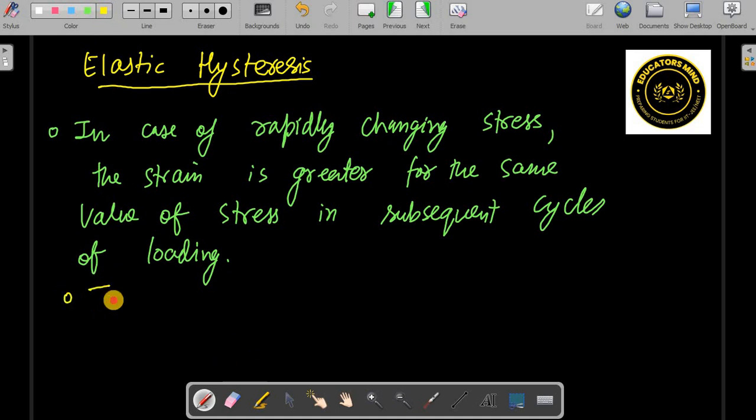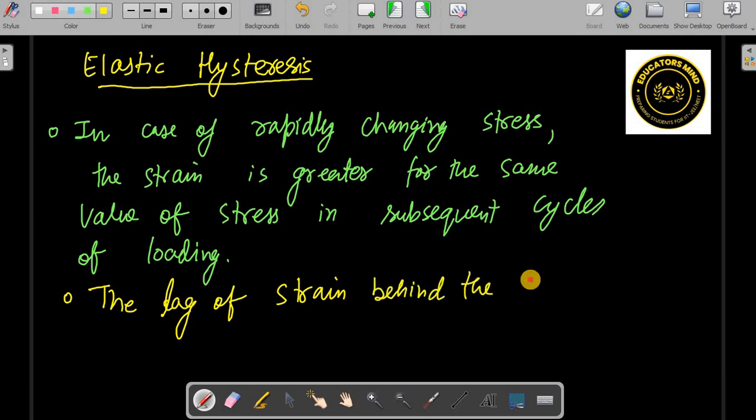Okay, the lag of strain behind the stress. This is what is called elastic hysteresis, the lag of strain. So stress strain does not match in the same manner that it should, but strain starts happening more. Okay.